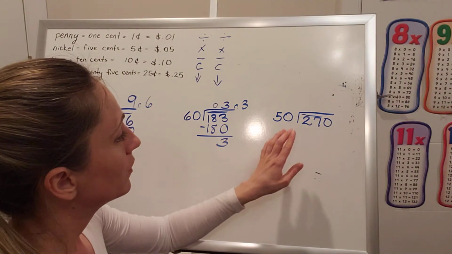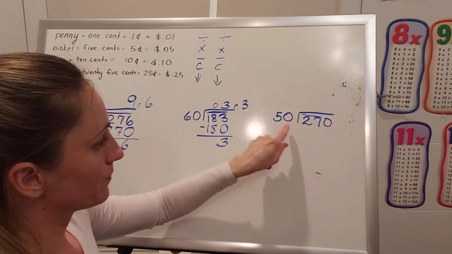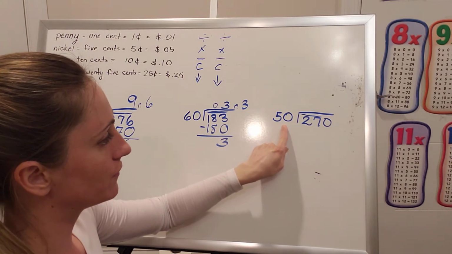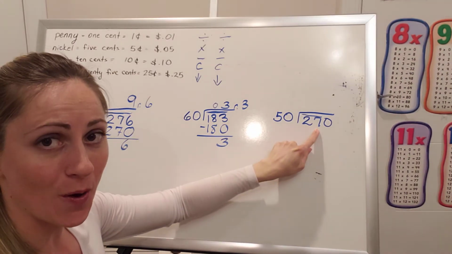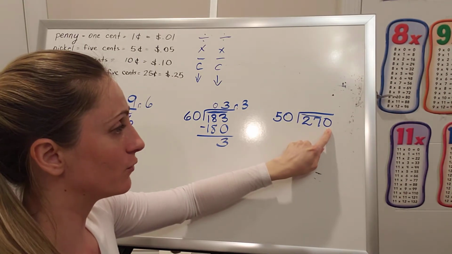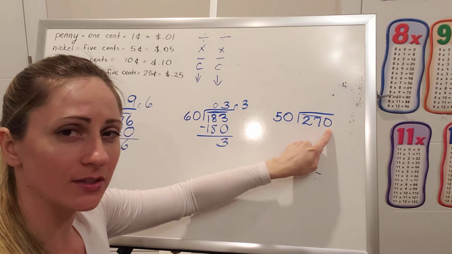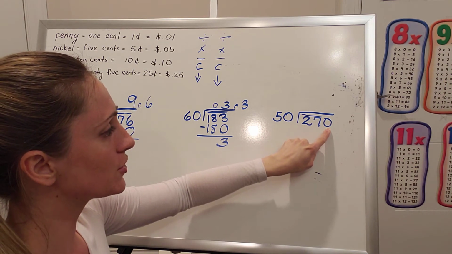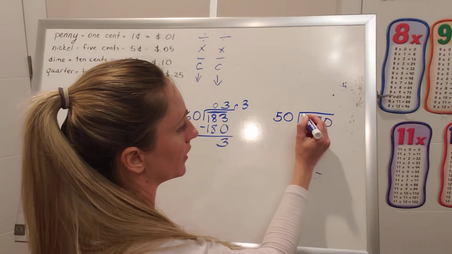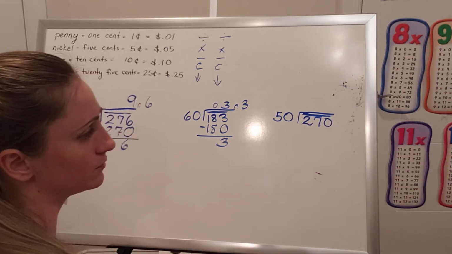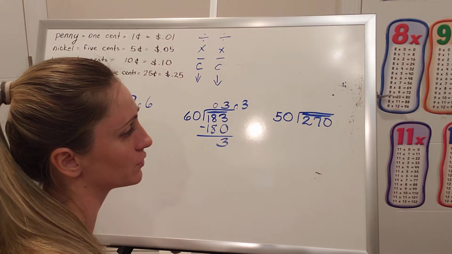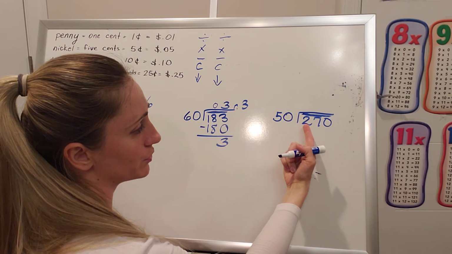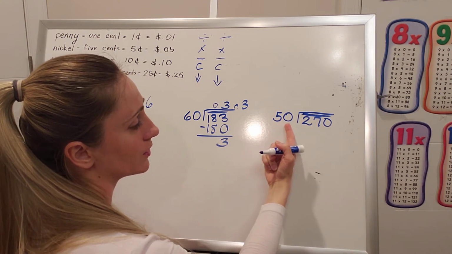Okay, so we're dividing 270 by 50. Can you fit any 50s into a 2? No. Can you fit any 50s into a 27? No. So we have to keep going. Can we fit any 50s into 270? Yeah, that sounds like it's big enough to fit some 50s in it. So we are going to put a line all the way to the 0. We're going to use all 3 of those digits. Now we know we're going to use 270 divided by 50.